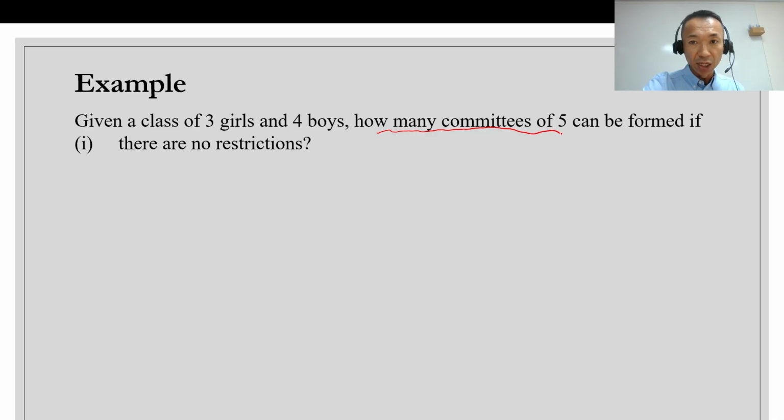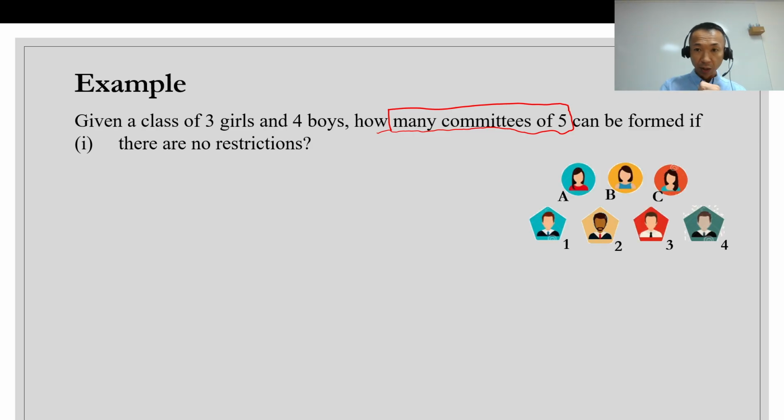How many committees of 5 can be formed? Now the question didn't say how many ways can I arrange 5 people. When I form a committee of 5, there's no chairman or vice chairman, there's no position whatsoever. So when I pick 1, 2, 3, 4, 5, it's as a basket, the order needn't matter. So that's the way to see it. There are no restrictions. You're not going to count the order in which the 5 are arranged.